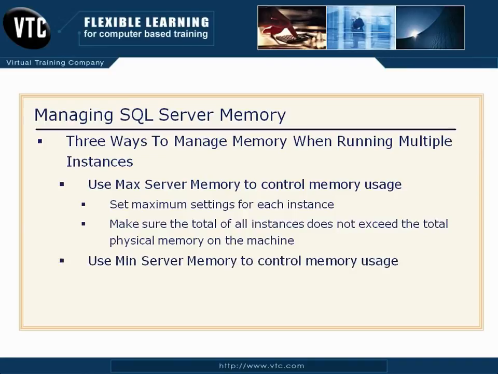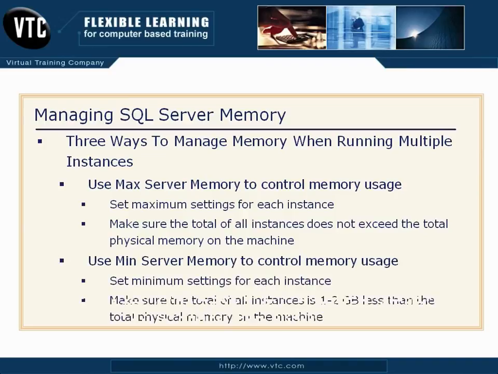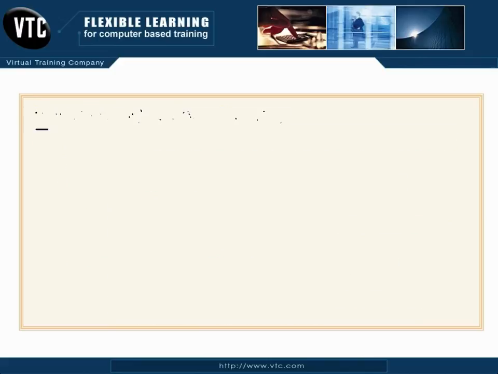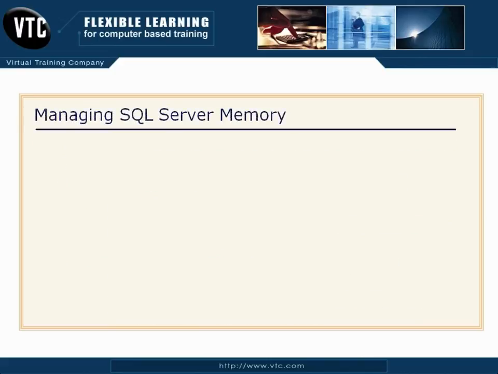Then use minimum server memory to control the memory usage, and you're just going to go the other way. You're going to set the minimum settings for each instance and make sure the total of all the instances is 1 to 2 gigs less than the total physical memory on the machine. So we're saying that for our two instances, they each get a minimum amount of memory, and we can set those. They can be different for each instance based on whatever we think is going to work on our SQL Server. And of course, you can test the results.